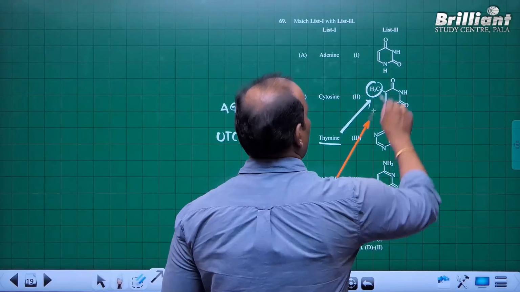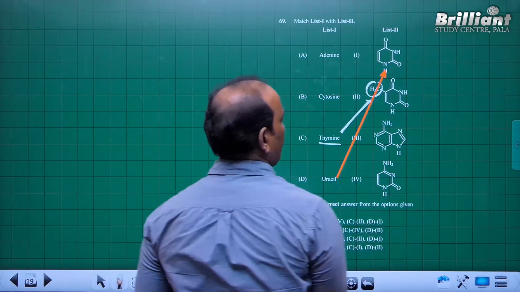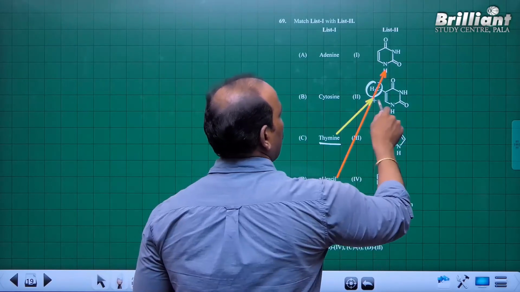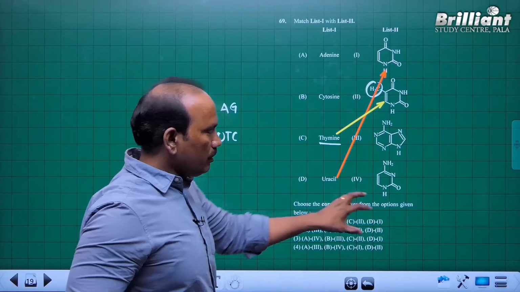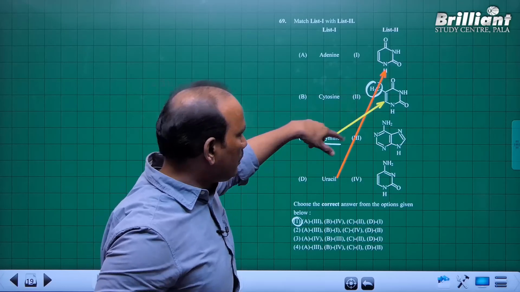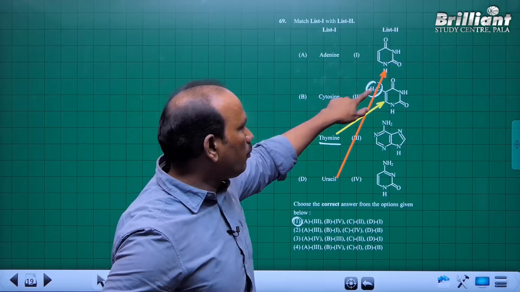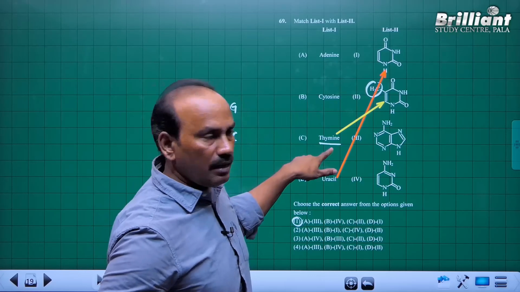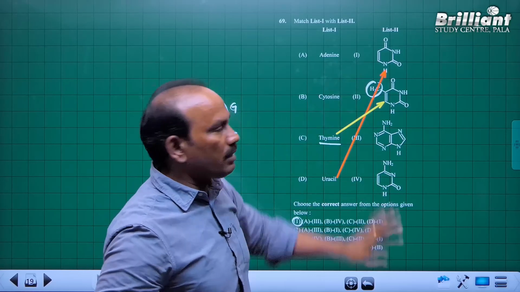This one has only one variation. What is that? The methyl group is there, that is thymine. In uracil, there is no methyl group.